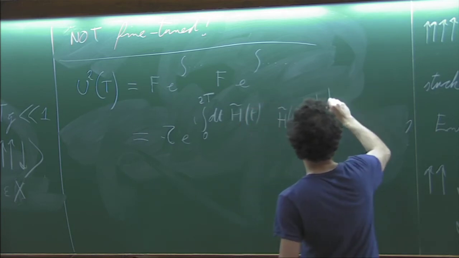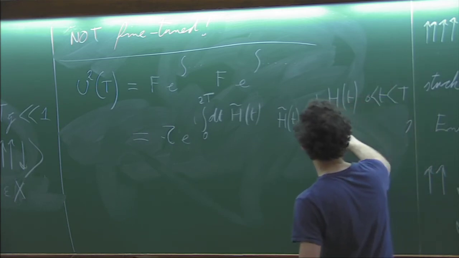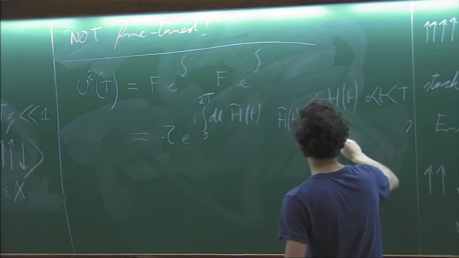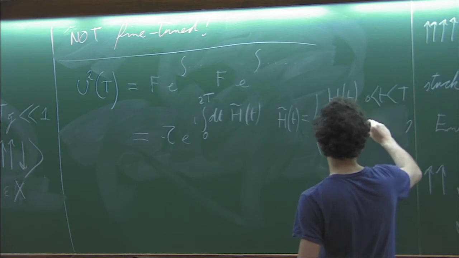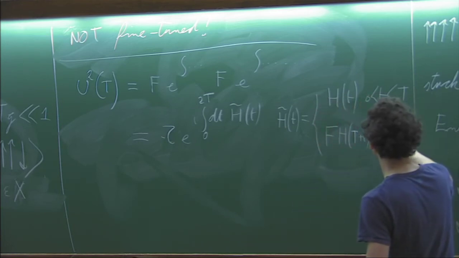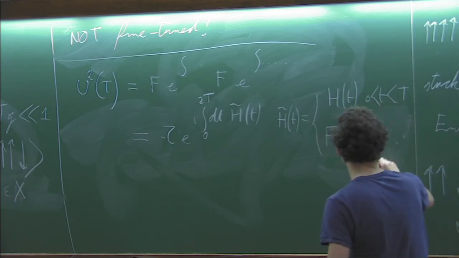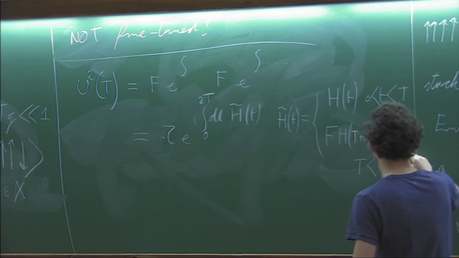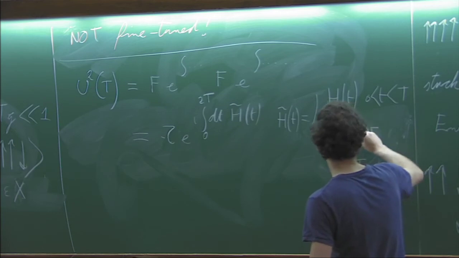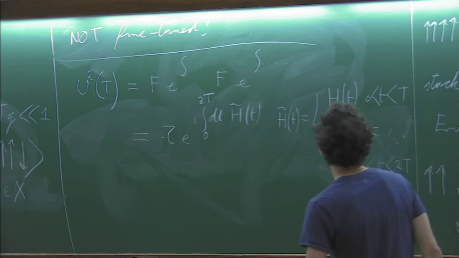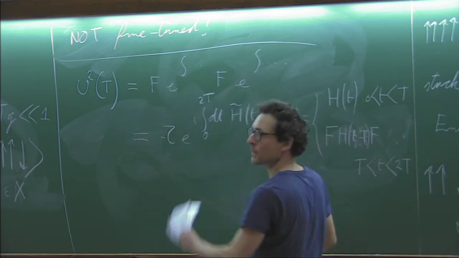The H tilde would be, of course, H(t) if t is in the first period, and it would be F H(t) F plus T, that is, t minus T, if we are in the second period. Sorry, I'm not writing very nicely. Okay? So that's just by putting these two things together.